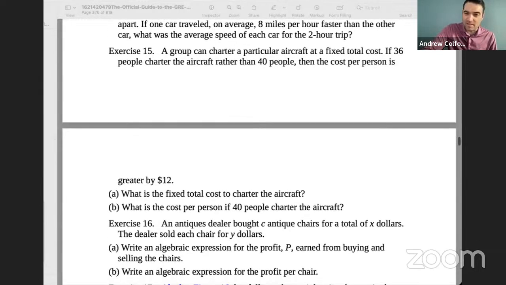Then 15. It was just 15B, right? Go back to the thing up there. Oh, A and B. Okay, got it. So a group can charter a particular aircraft at a fixed cost. If 36 people charter the aircraft rather than 40 people, then the cost per person is greater by 12. So the first question is, what is the fixed total cost to charter the aircraft?